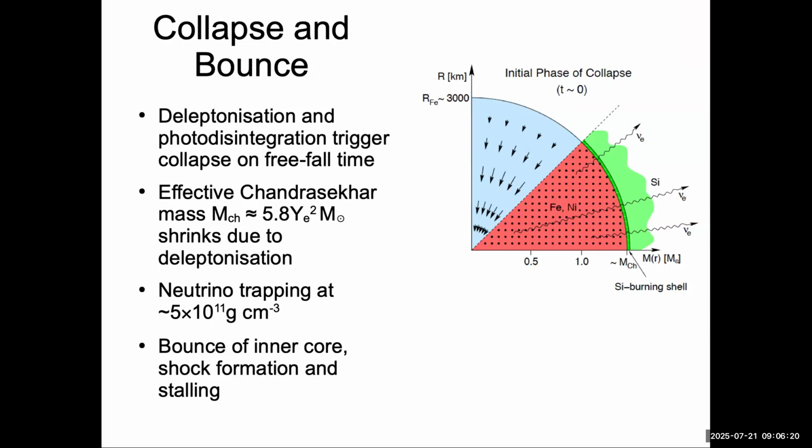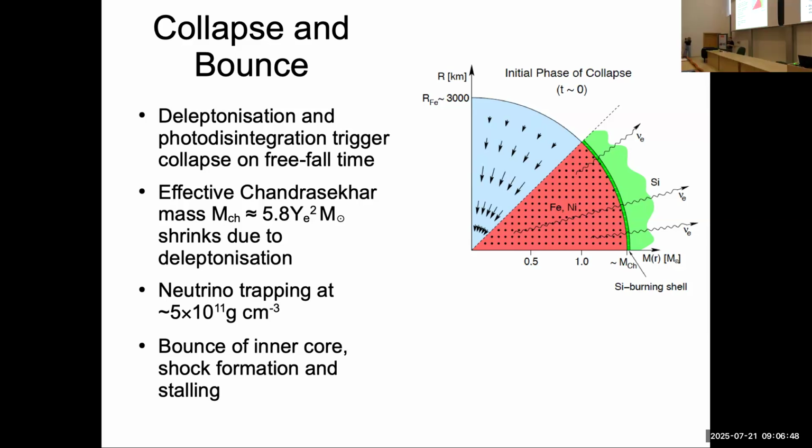So we start our collapse from an iron core. Degeneracy pressure is no longer sufficient to sustain the core. You get collapse on a dynamical time scale at densities of order 5 times 10^11. The neutrinos that you make from electron captures can no longer get out.